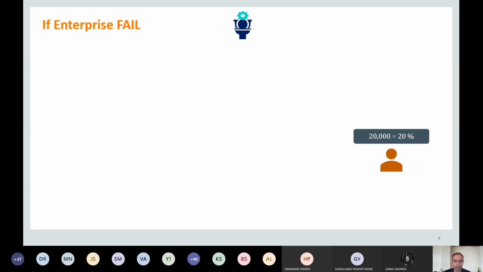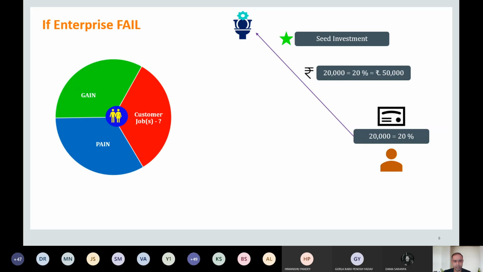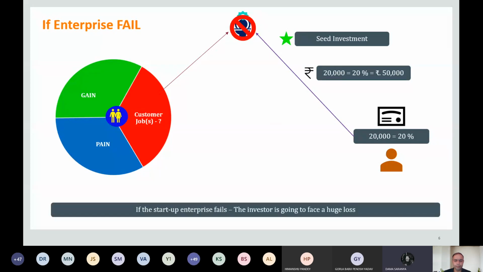Yes, that is 20% of your share certificate. You gave him a 20% share in your company. You sold this 20% share for 50,000 rupees, and that is the seed investment you got. But if the company fails, meaning you have no customers or no jobs are available, and your company is failing, you will not be able to pay back your investor, and you will be in a miserable situation.